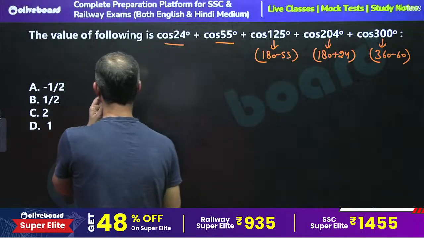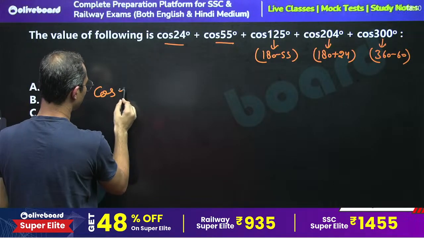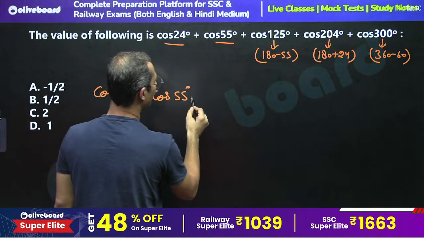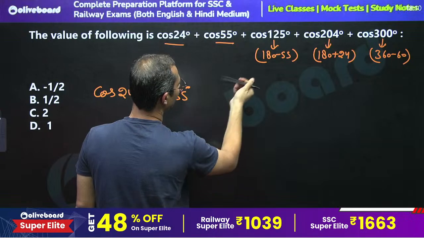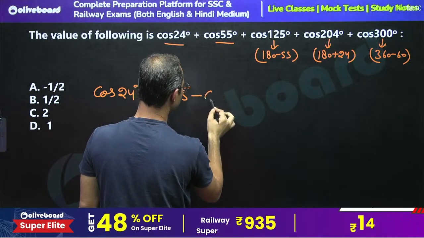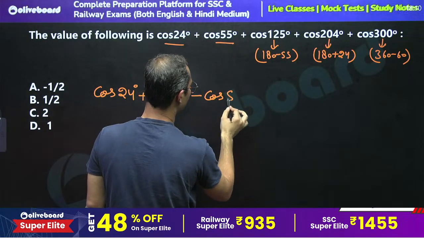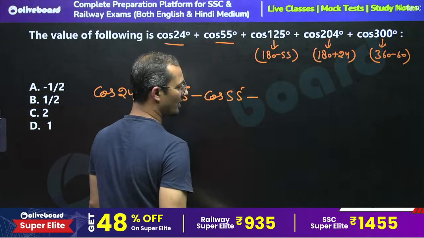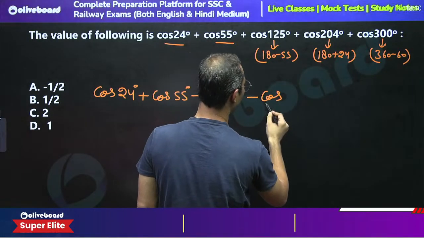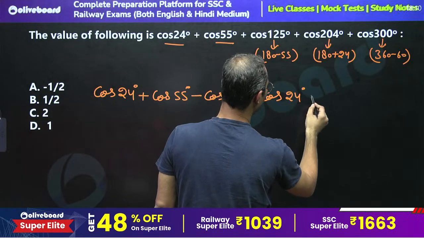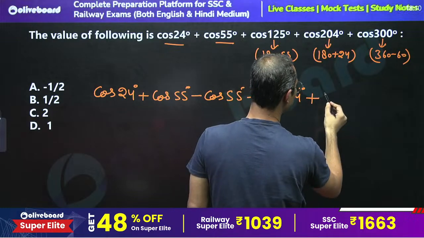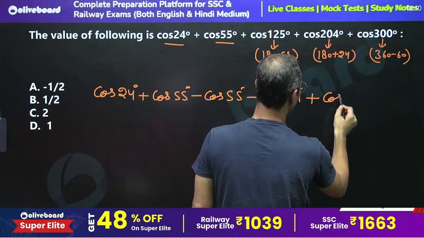So we can write the complete question as cos 24 degree plus cos 55 degree, and in the second quadrant cos is negative, right? So the name will not change, but we will get a negative sign, so cos 55 degree. In the third quadrant cos is also negative, but for 180 plus there is no change in name, so cos 24 degree, and here we will get plus. In the fourth quadrant cos is positive, and at 360 minus, no change in name, so cos 60.